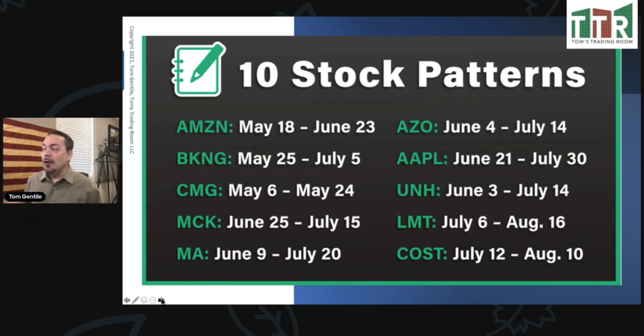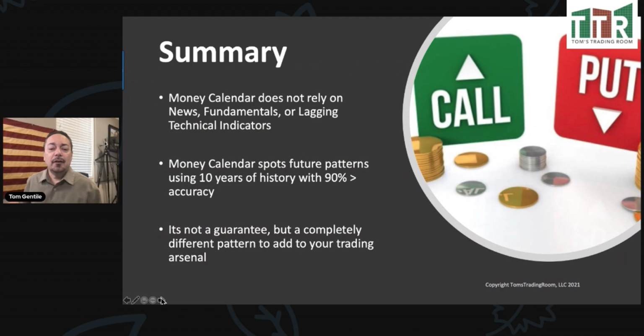Now, guys, when we sum it all up, it kind of looks like this. Number 1, the Money Calendar itself does not rely on news, fundamentals, or lagging indicators. What it relies on is those seasonal opportunities that we've been talking about here in this video. Number 2, Money Calendar spots future patterns using 10 years of history with 90% or greater accuracy. I will not look for anything less. And while this is not a guarantee, it's a completely different pattern than what many of you are currently looking at, and it could be something that you could add to your trading arsenal.